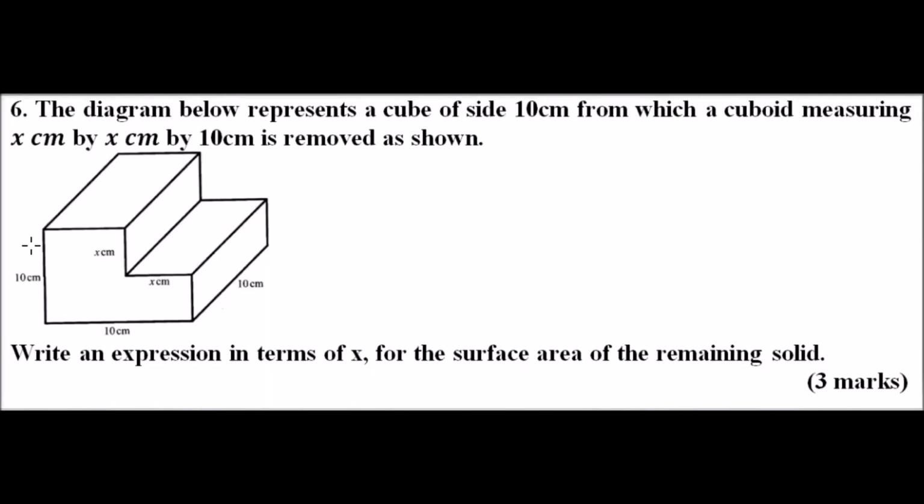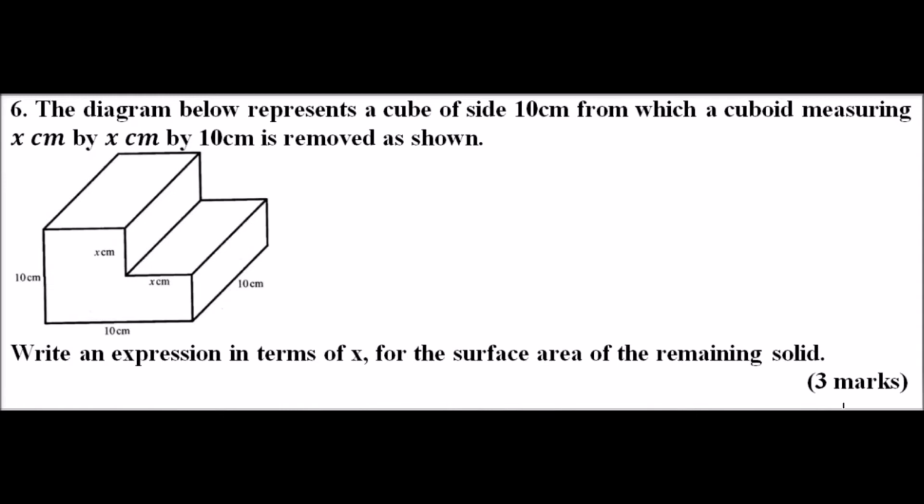This is question number 6, and we are told the diagram below represents a cube of side 10 centimeters, from which a cuboid measuring x centimeters by x centimeters by 10 is removed as shown. So we have the diagram there. This part has been removed. So write an expression in terms of x for the surface area of the remaining solid.